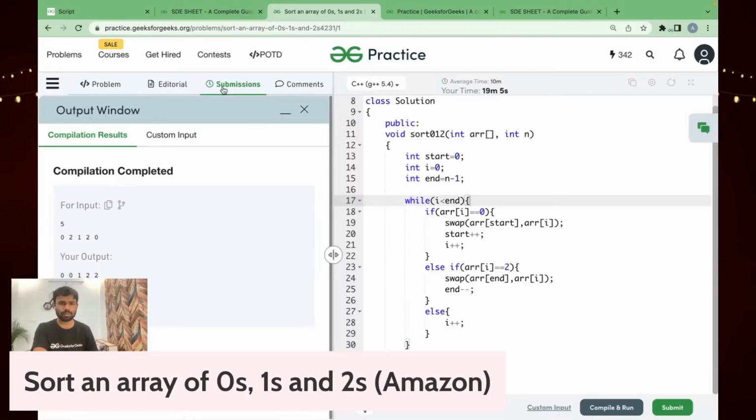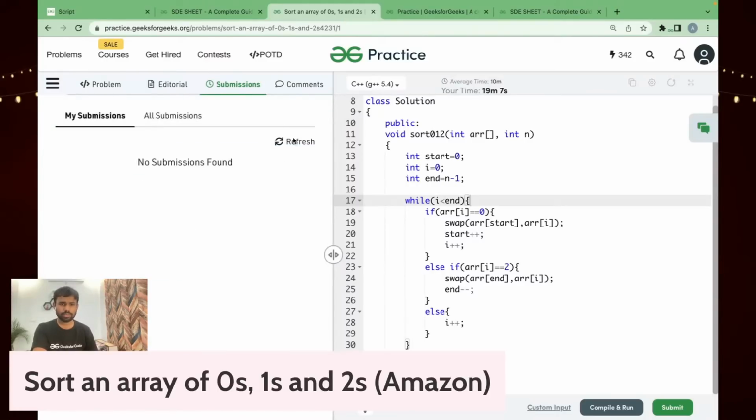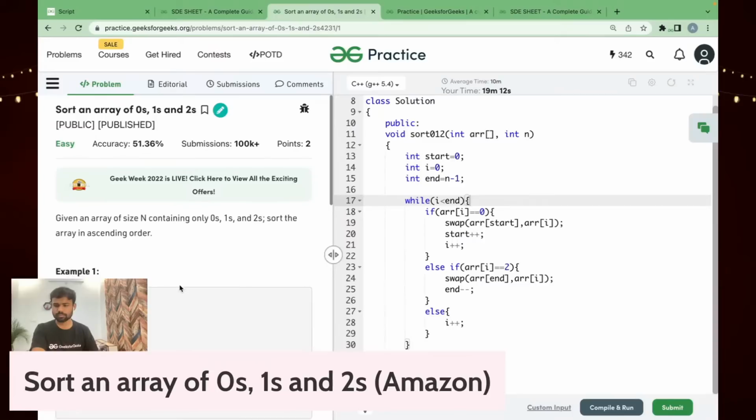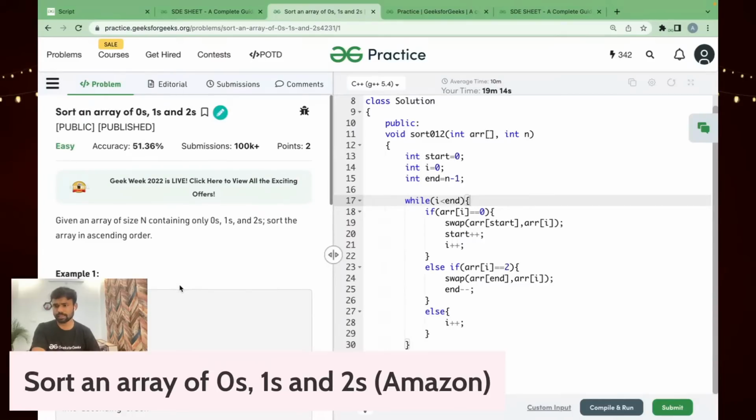I have basically solved this problem earlier, I think. Okay, I should have solved it. Great.